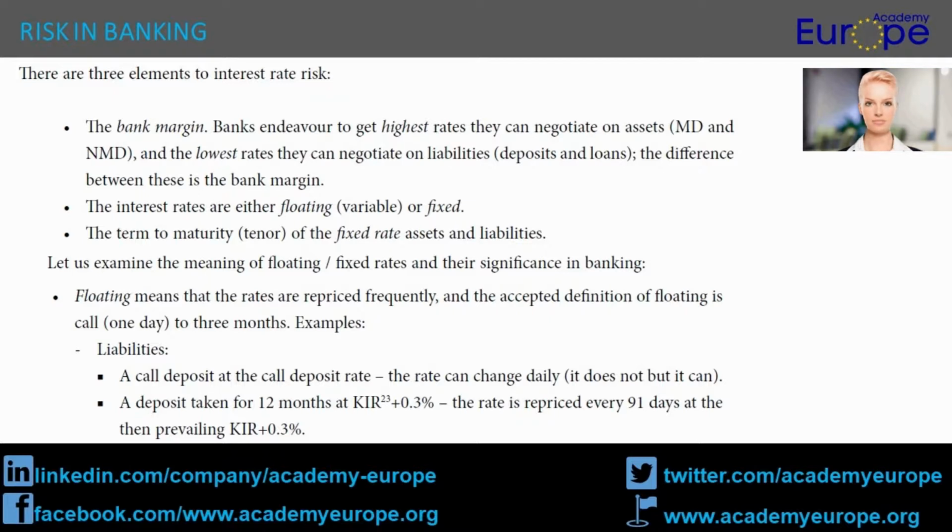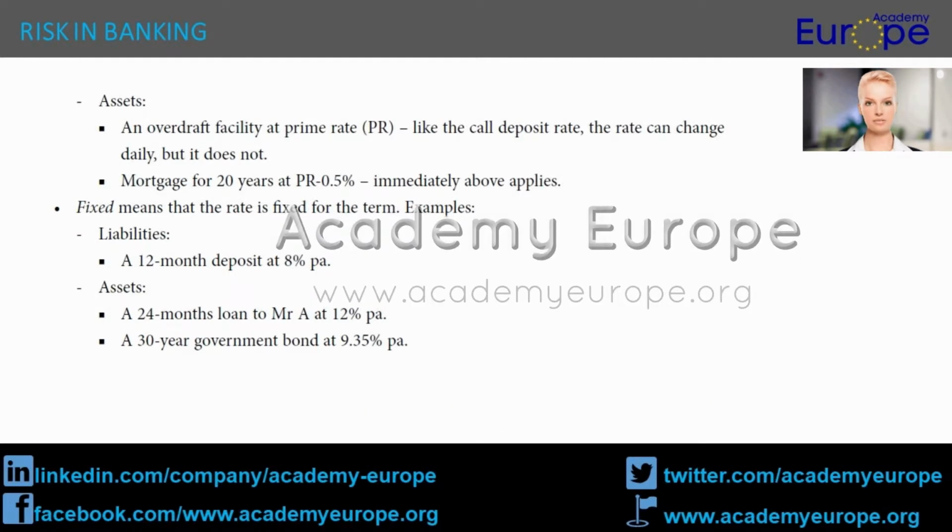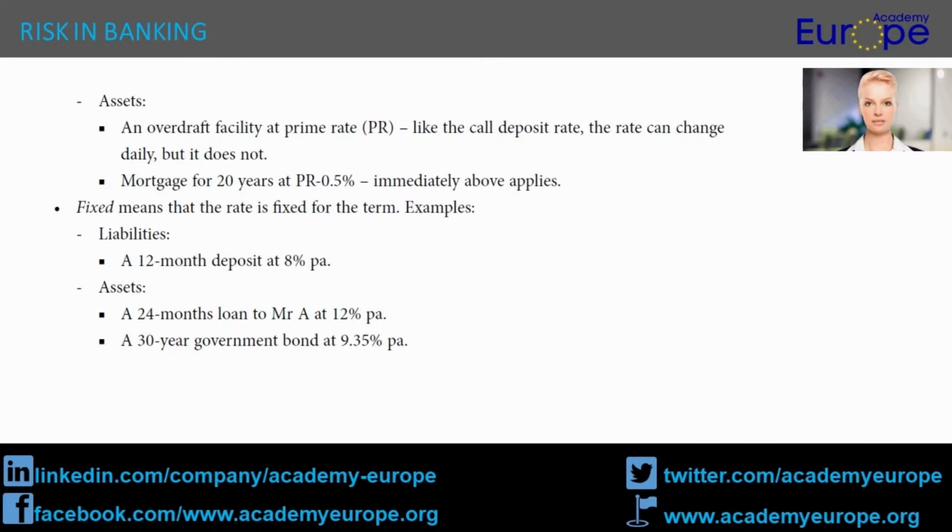Floating means that the rates are repriced frequently, and the accepted definition of floating is call, 1 day, to 3 months. Examples. Liabilities. A call deposit at the call deposit rate, the rate can change daily, it does not but it can. A deposit taken for 12 months at KIR 23 plus 0.3%, the rate is repriced every 91 days at the then prevailing KIR plus 0.3%. Assets. An overdraft facility at prime rate, PR, like the call deposit rate, the rate can change daily, but it does not. Mortgage for 20 years at PR 0.5%, immediately above applies.